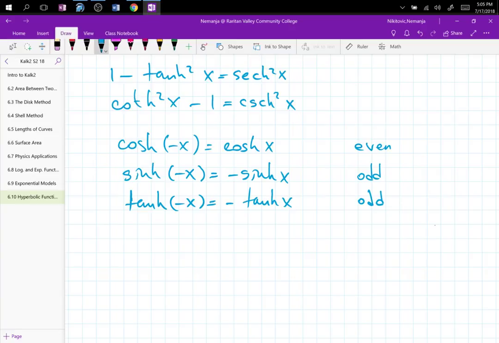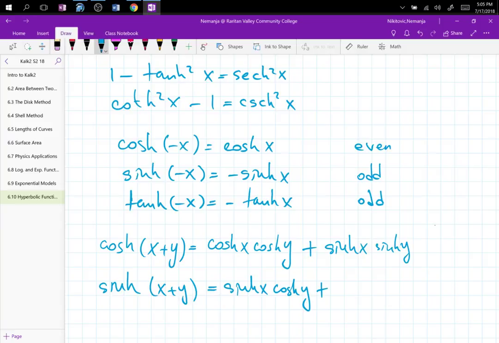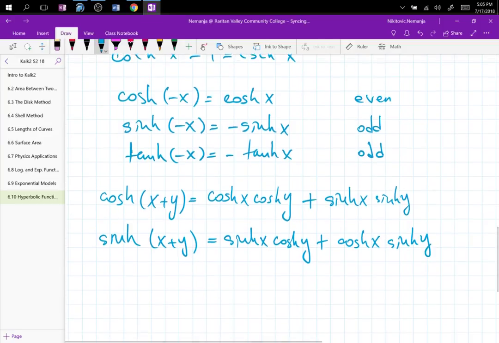Now we have cosine hyperbolic of x plus y. When you add two values, it's going to be cosine hyperbolic x, cosine hyperbolic y, and we keep the plus with the sine hyperbolic x, sine hyperbolic y. And we have sine hyperbolic x plus y would be sine hyperbolic x cosine hyperbolic y plus cosine hyperbolic x sine hyperbolic y.